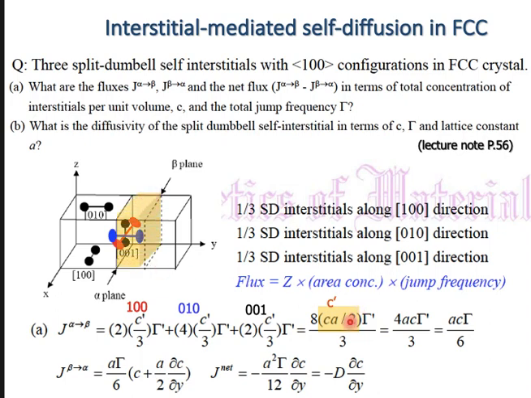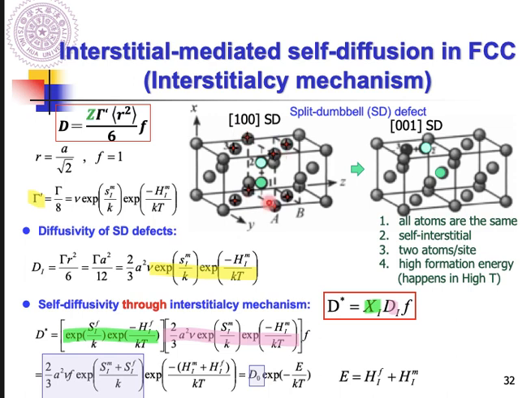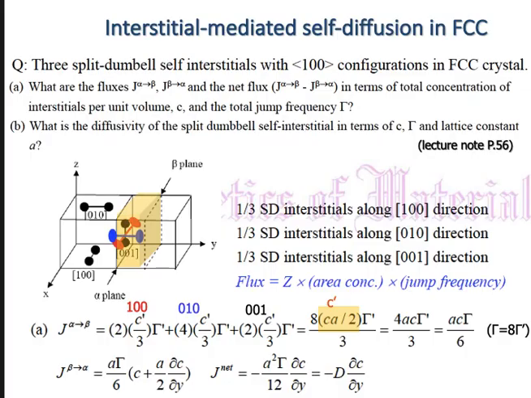Next, you can convert it, because in the question they want you to express it in terms of gamma. So gamma prime needs to be converted to gamma. You need to go back to the coordination number for this split dumbbell. Previously we know Z equals 4 plus 4, right? So we substitute with this and express it in terms of gamma, C, and A. So now you know the flux from alpha to beta.